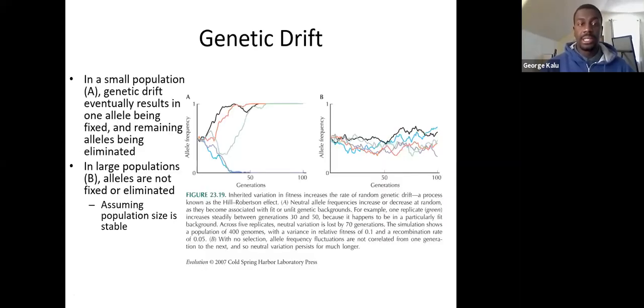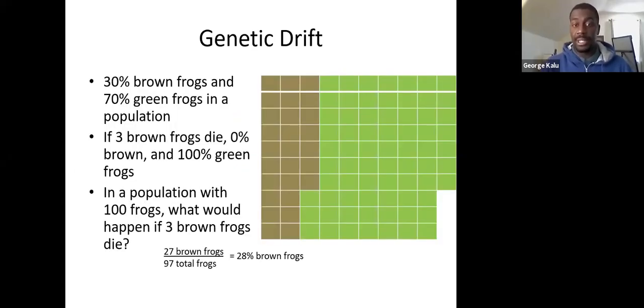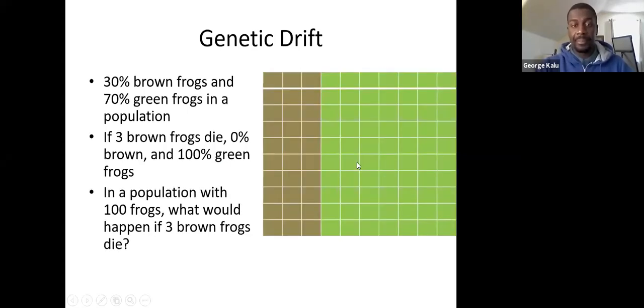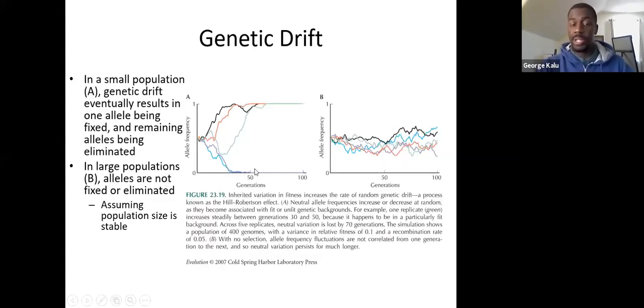So typically what we see is that when we're looking at a small population, one of the alleles ends up becoming fixed, meaning that all of the individuals in that particular population will end up having one of those alleles, and all the other alleles are going to get eliminated. That typically happens in a small population, just like what we saw over here. We had a small population, we lost 3 brown frogs, and now we have all green frogs. So the green coloring became fixed. All the individuals in this population have it now, and all the other ones become eliminated.